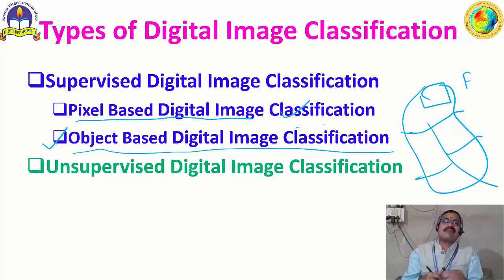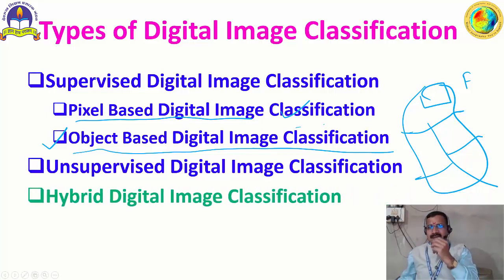But in terms of unsupervised digital image classification, there are various algorithms, or you can say clusters, like k-means clusters and ISODATA clusters, and these clusters are used by the system for the classification of an image, and it doesn't have any control by the analyst, and this is unsupervised digital image classification.